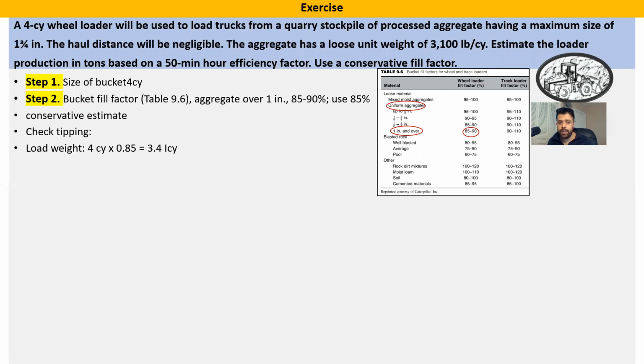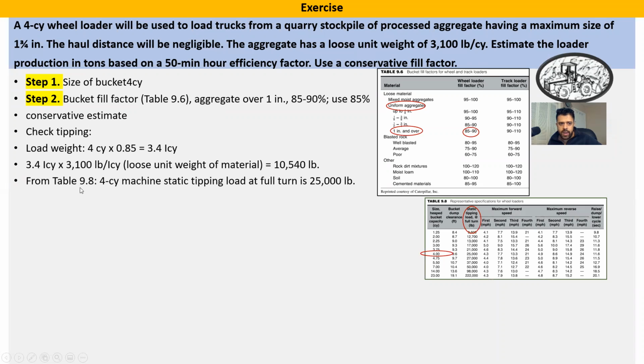We should also check tipping. In order to check tipping, you should look at the load weight, okay? Because if it is too heavy, then there is a chance of tipping. So the bucket size was 4 cubic yard and 85% of that could be filled, which gives us 3.4 loose cubic yard. And we know that the unit weight of this soil is 3,100 pounds per cubic yard. So each bucket could weigh up to almost 10,500 pounds, okay?